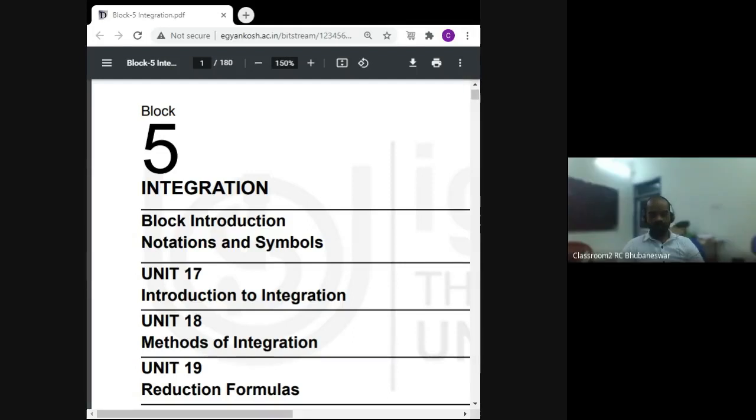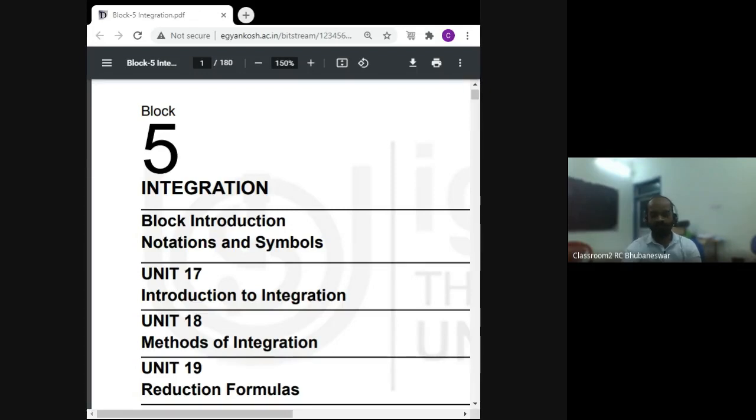So today, as you can see, we are going to discuss integration in Block 5. This is the last counseling session of your course code BMTC-131. And today, our main focus of discussion is integration. Here we have to cover 3 to 4 units.